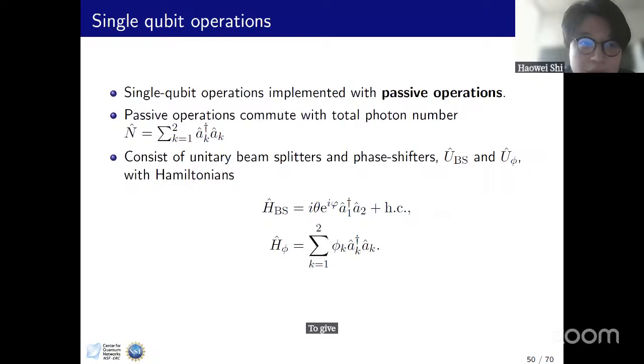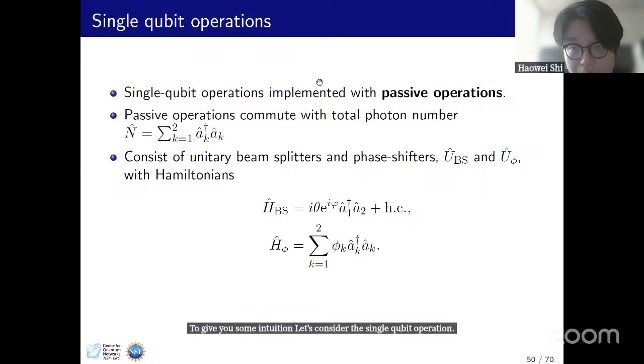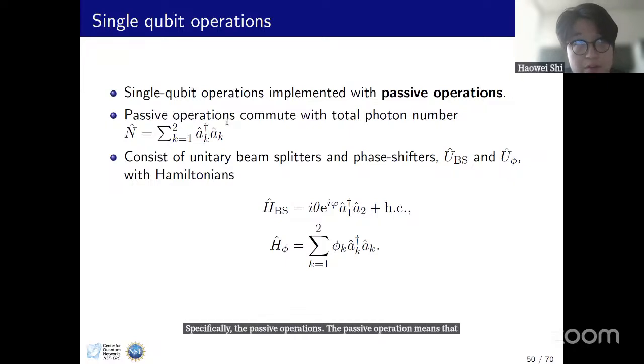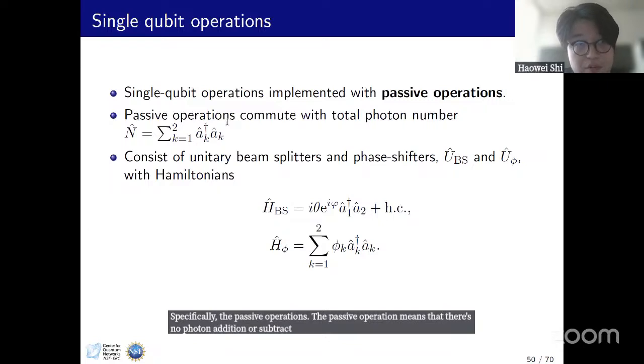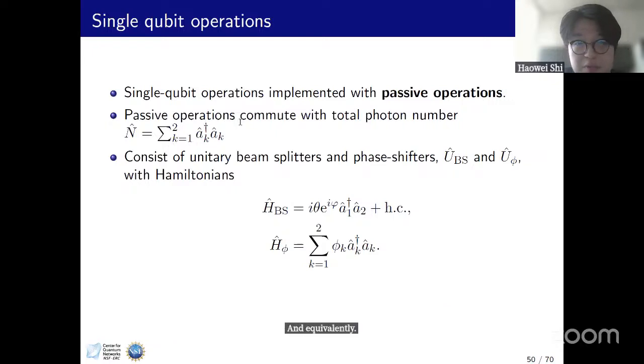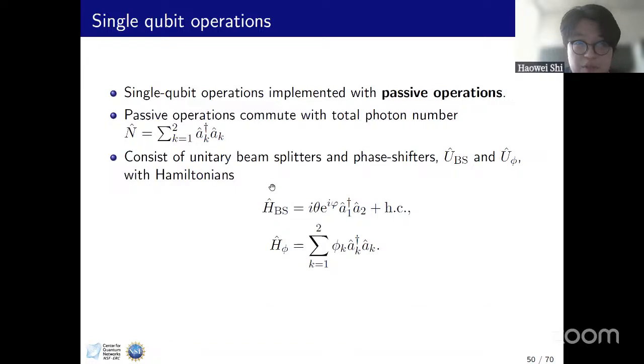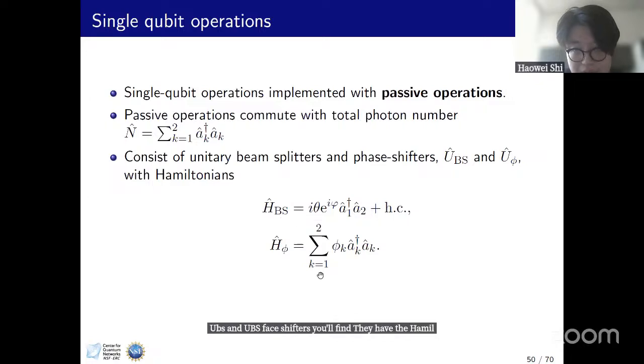To give you some intuition, let's consider the single qubit operation, specifically the passive operations. The passive operation means that there's no photon addition or subtraction. The photon number must be conserved. Equivalently, you can write the commutation relation for the passive operations. They must commute with the total photon number so that the total photon number is conserved. The passive operations basically consist of unitary beam splitters, U_BS, and phase shifters, U_phi. They have the Hamiltonians as derived here.